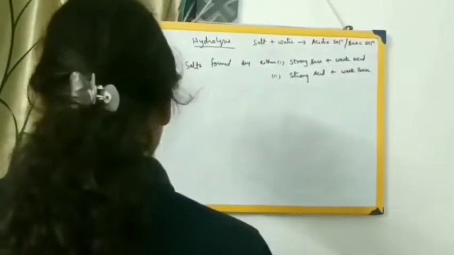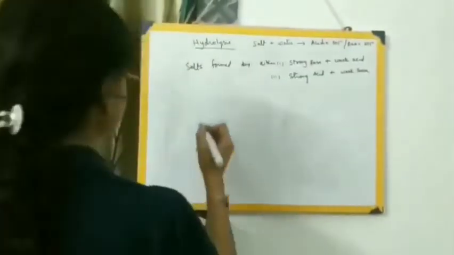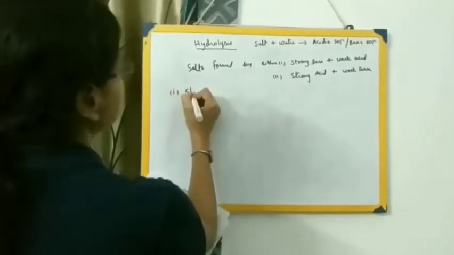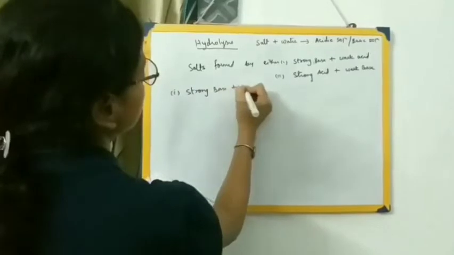Now let us have certain examples of such types of reactions. Let's take the first example, that is a strong base plus a weak acid.